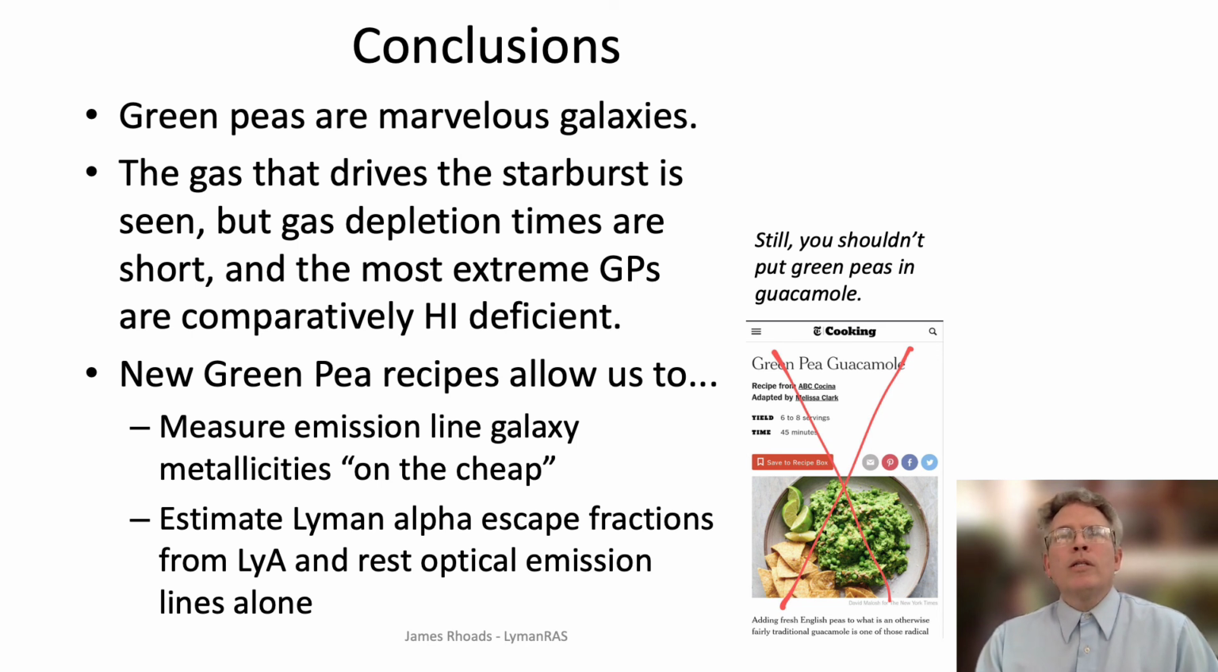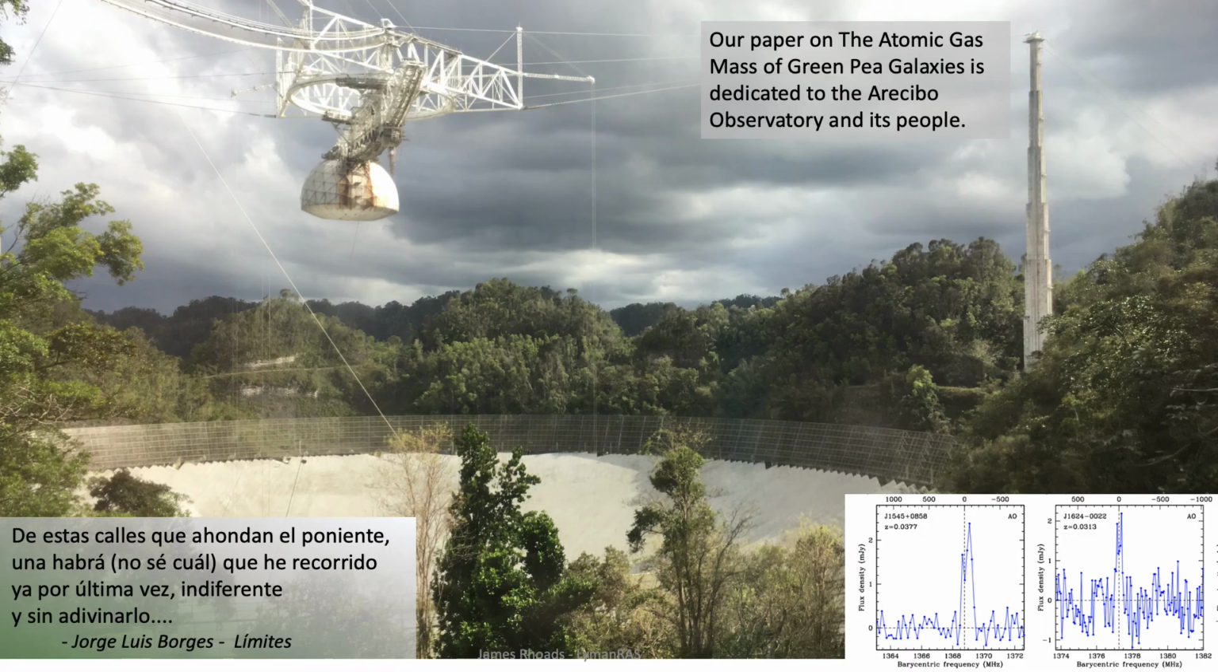And I finally wanted to close on a more serious note just by saying that it was an honor and a privilege to use the Arecibo radio telescope for this work, and we're sorry it's gone, and our paper on the atomic mass of green pea galaxies is dedicated to the observatory and to its community. Thanks.